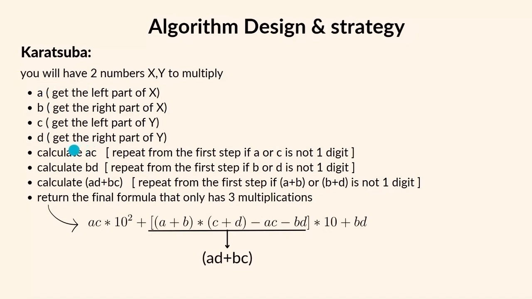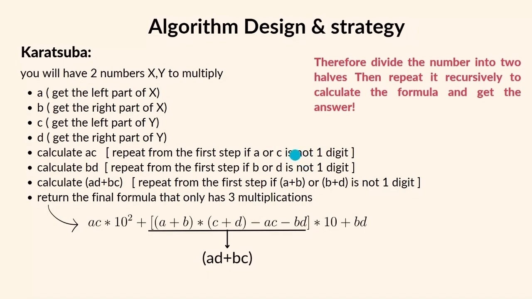and repeat this step till A or C has only one digit, which is easy to multiply. Same thing is done with BD and AD plus BC. Finally, we are going to return this formula. Well, the strategy we are using is divide and conquer, since we are dividing each number into 2 sections and solving the small problems recursively to get the bigger one.